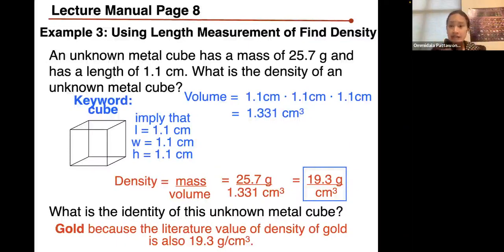Note that this density method of identification would only work if that metal is a pure metal. If you have a metal mixed with some other metals, which is what we call alloys, this might not work, because an alloy depends on the composition of each metal that is mixed together. So it only works with a pure substance, not a mixture.